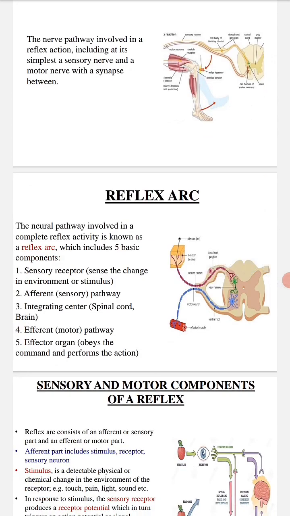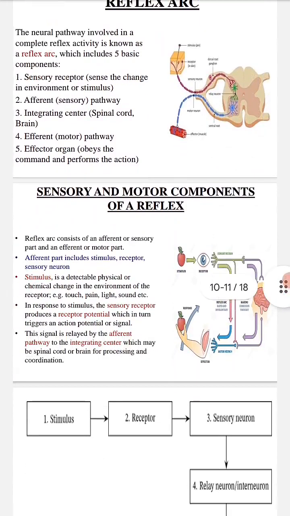Reflex arc. The neural pathway involved in a complex reflex activity is known as a reflex arc, which includes five basic components. Sensory receptors sense the change in the environment or stimulus. Afferent sensory pathway, integrating center, spinal cord or brain. Efferent motor pathway. Effector organ obeys the command and performs the action.